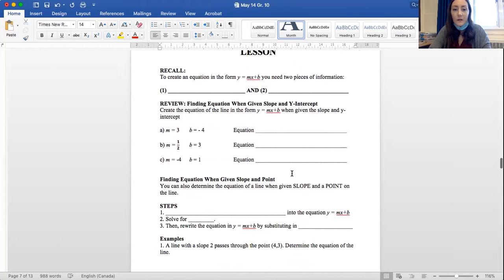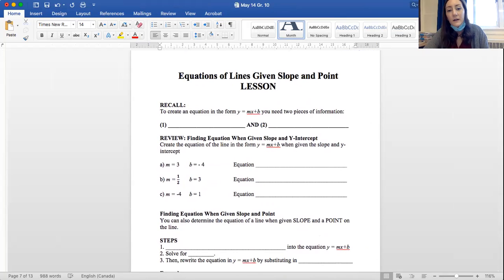Okay. So we're going to look at equations of lines given the slope and a point. So this time we're not going to know the y-intercept, so it makes it a little bit more difficult. To create an equation in the form y equals mx plus b, you need two pieces of information. So we've seen so far that you need the slope as well as the y-intercept to be able to do that.